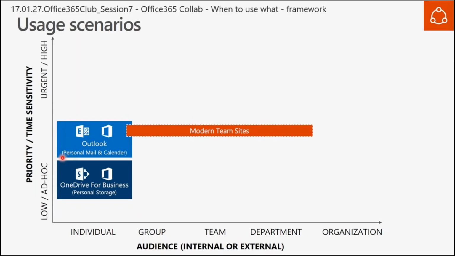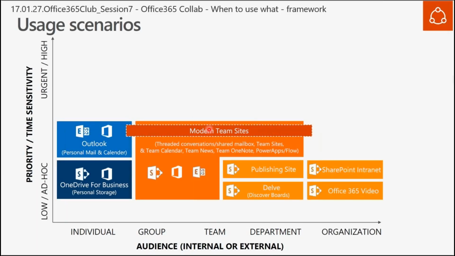Then we said, if the communication is getting priority, but not that much, from an individual perspective, use Outlook. For all group, team, and department, use the modern team sites. Then from an organizational perspective, for low communication, use the intranet or Microsoft Stream. You could also use publishing sites or Delve boards.